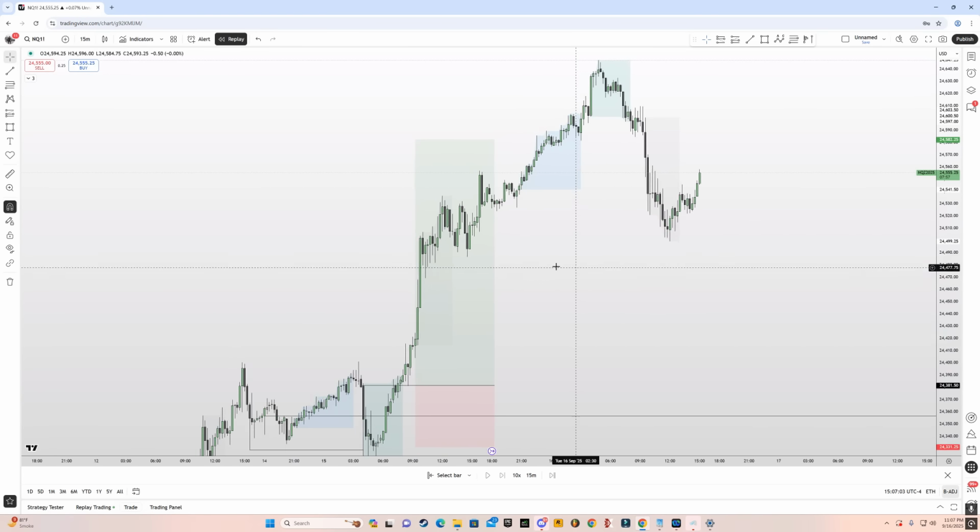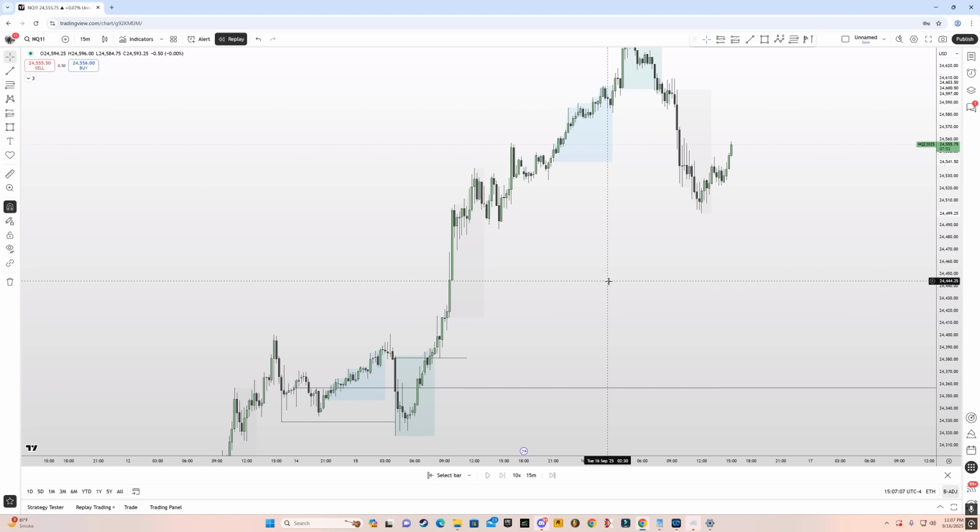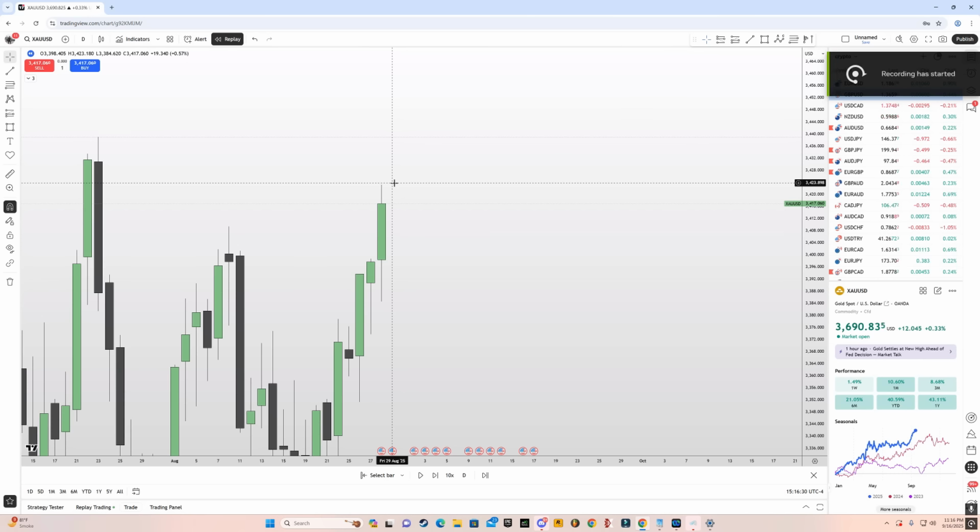And look at this entire move that we could have caught. Okay, so let me give you guys a couple more examples. All right, so here is another example, and this time on gold.